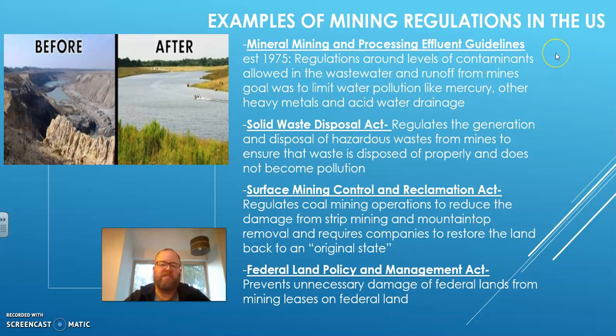Here are some examples of mining regulations in the United States. One of the first ones is the Mineral Mining and Processing Effluent Guidelines. In 1975, they created regulations around what wastewater was allowed to be pumped out of these sites and into the environment. The goal was to limit water pollution and remove heavy metals from the water, and to minimize acid drainage so that it's not getting out into the environment and destroying habitats.